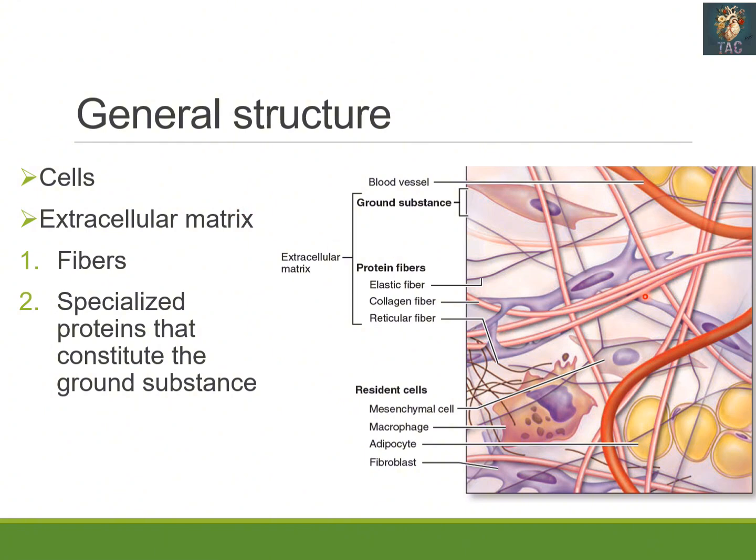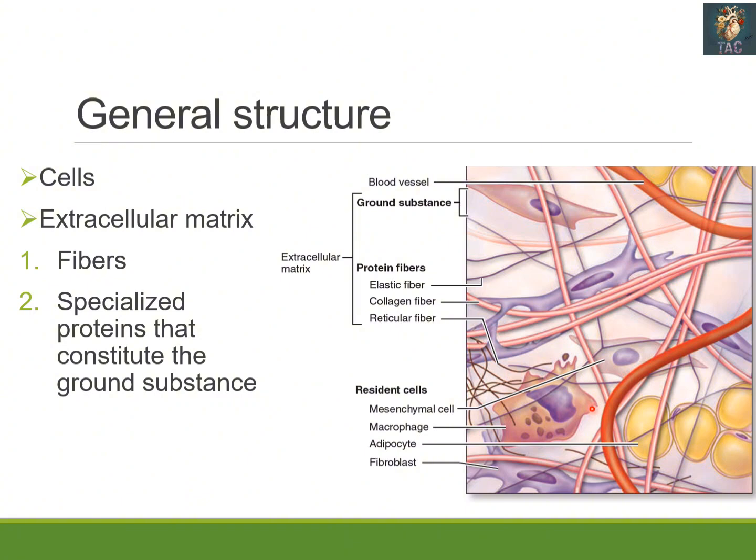Here in this diagram you can see these fibers. These are the blood vessels which are present in connective tissue. Here in the background you can see the ground substance. These thick fibers are the elastic fibers and these pink color fibers are the collagen fibers. And also here you can see the small thin fibers, these are the reticular fibers. So there are three types of fibers: the elastic, the collagen and the reticular fibers.